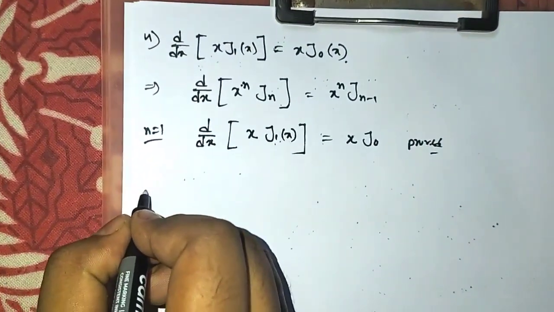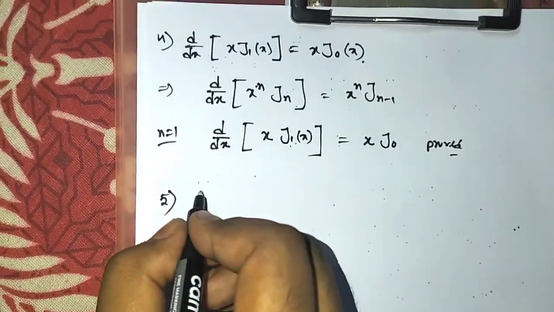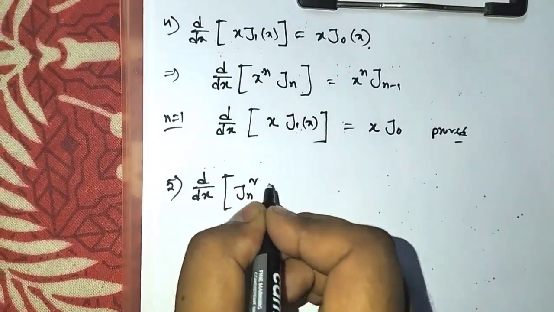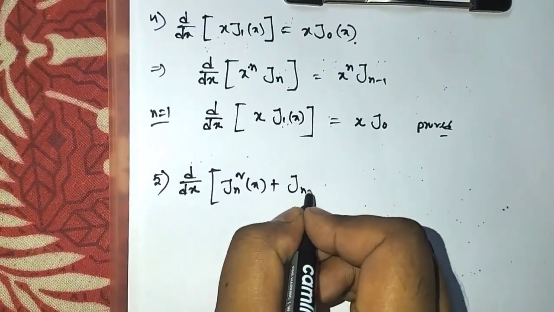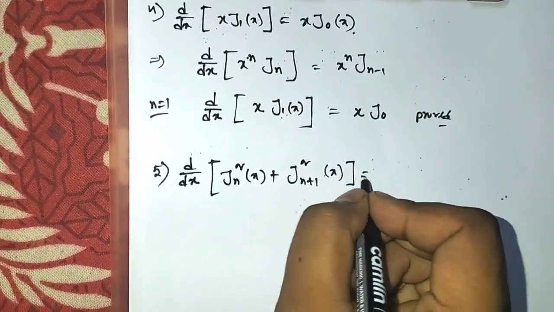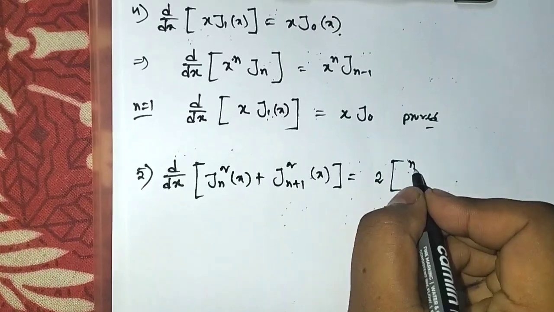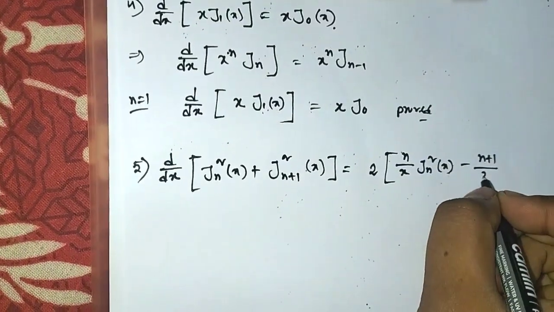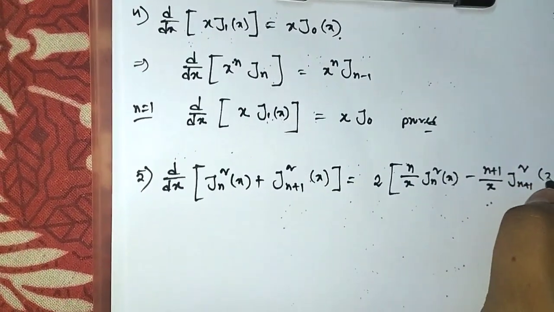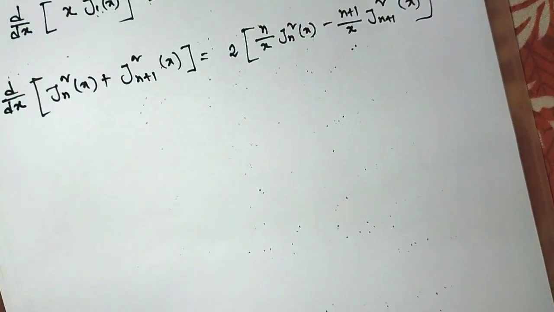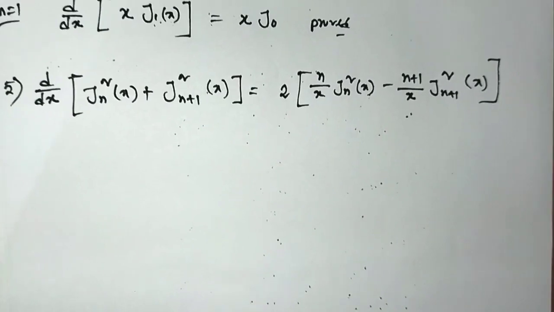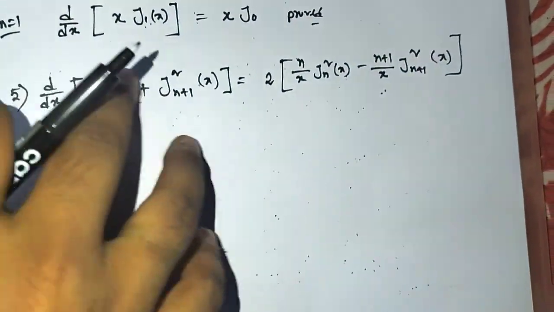Now the next math, number 5. Here it is given: prove that d/dx of Jn^2(x) plus Jn+1^2(x) equals 2n/x Jn^2(x) minus (n+1)/x Jn+1^2(x). This is not an easy math, but okay, follow me.